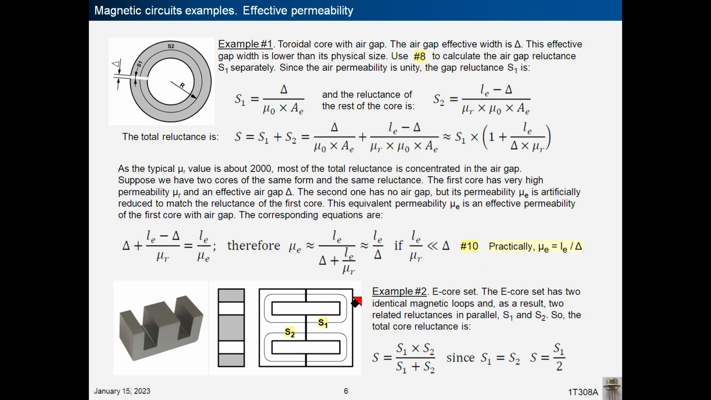Example number 2. The E-core set. The E-core set has two identical magnetic loops, here and here, and as a result, two related reluctances in parallel, S1 and S2. So, the total core reluctance is found as the parallel connection of S1 and S2. But since S1 is equal to S2, the total reluctance is simply S1 over 2.